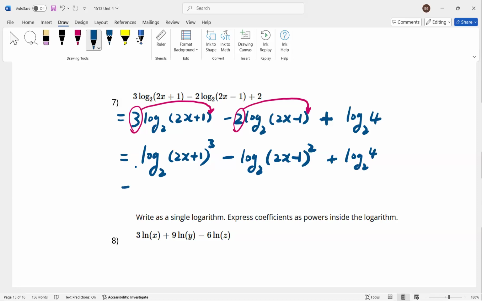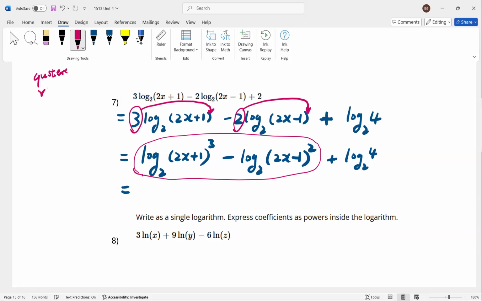Okay? And these two, subtraction, we can use the quotient rule to condense as 1. Okay, to condense as 1. Let me write the quotient rule again, because this time we are using a different direction, right? So log with base b of x minus log with base b of y equals log with base b of x over y.